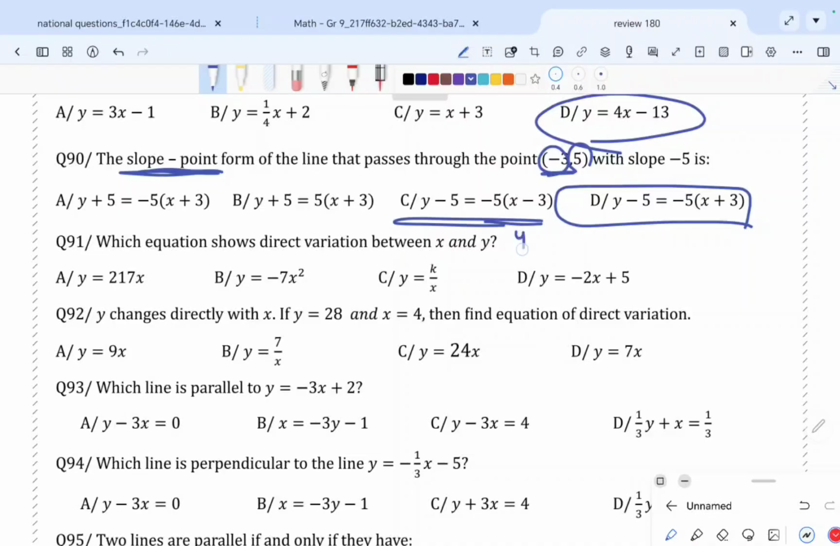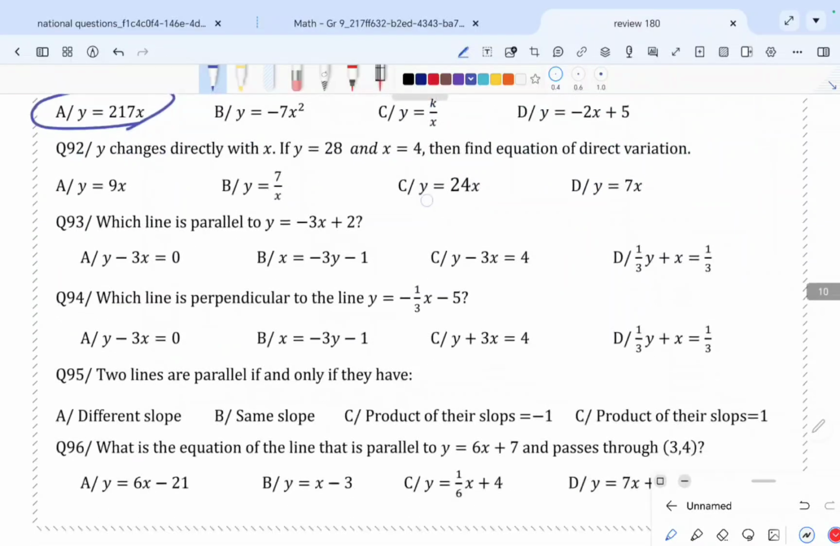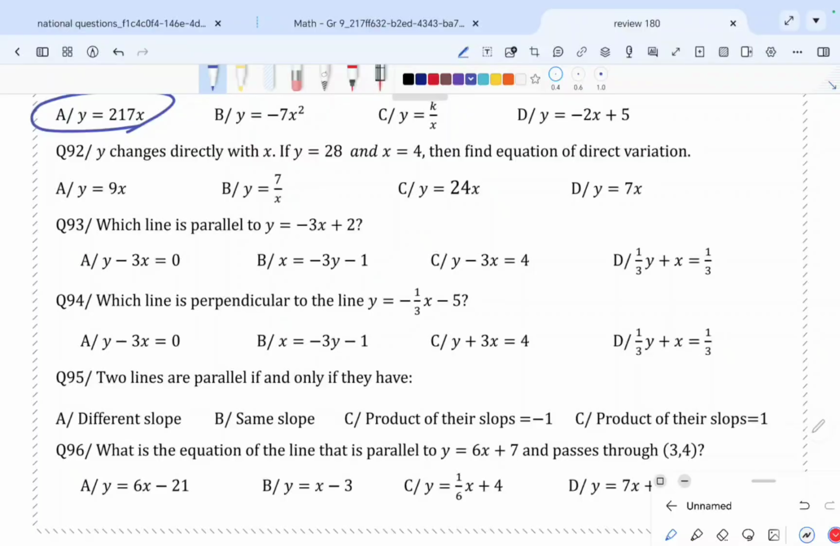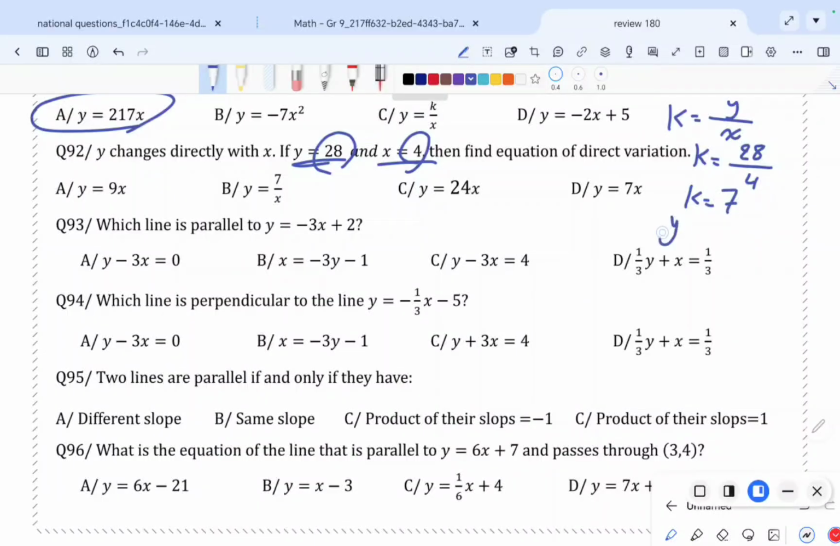Now we have direct variation. Which equation shows direct variation between x and y? The rule is y equals kx. Which one follows this rule? A. y equals 217x. Y changes directly with x. If y equals 8 and x equals 4, the rule is k equals y over x. K equals y, which is what? 28. What about x? It's 4.